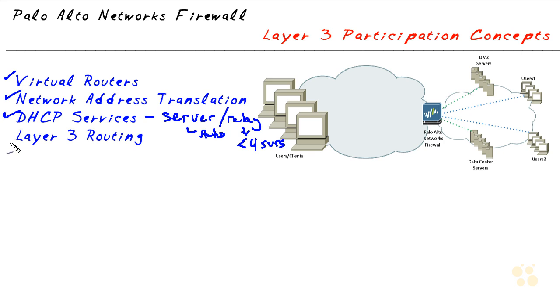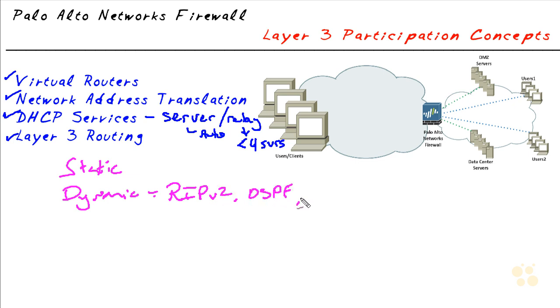Now, last but not least, we get into the wonderful world of routing. So routing in here, of course, we can do static routes. That's the baseline for everything to get into and what we can do in there. But I can also do dynamic routing. So dynamic routing in the Palo Alto world, I can do RIP v2, I can do OSPF, and I can do BGP. So really all the cool things that we have going on.